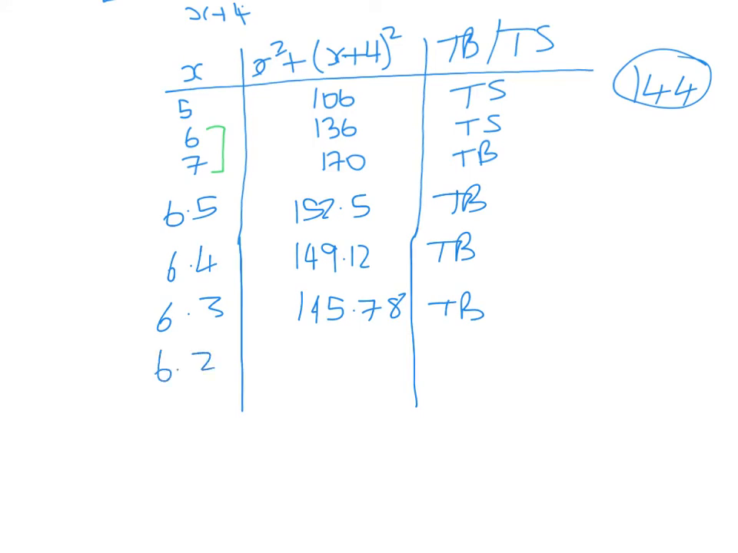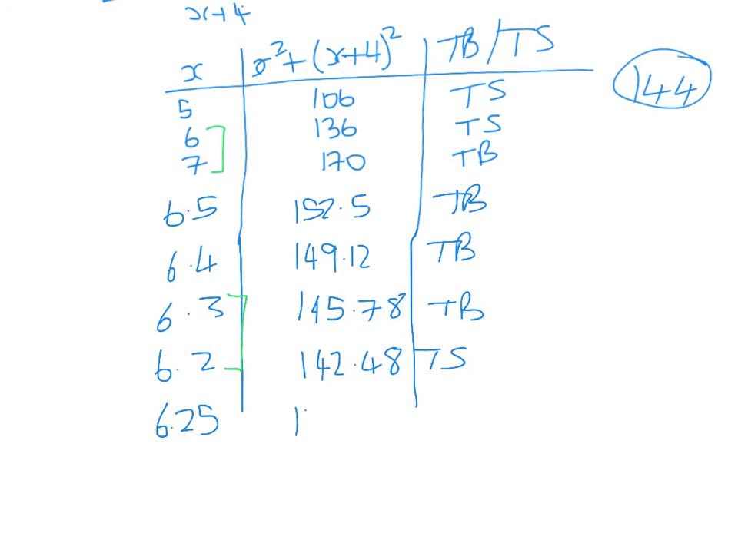6.2, and that's 142.48, which is too small. So what we know then is it's going to lie between 6.3 and 6.2. It would look as if it's possibly the 6.2. It's 1.5 short, whereas the 6.3 is 1.78 too big. But we're not quite sure, so in this case we definitely do need to do a check, so we'll do 6.25.